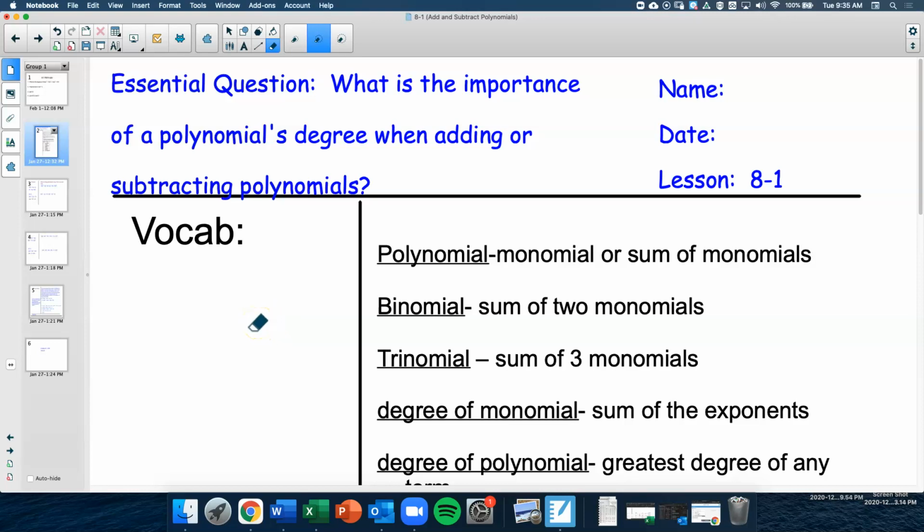Let's start off with 8.1, the essential question. What is the importance of a polynomial's degree when adding or subtracting polynomials? I will say there is large importance on that.